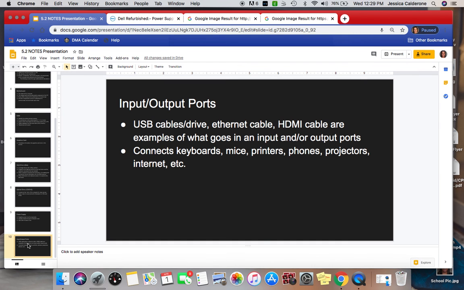All right, last but not least, we have input and output ports. So go ahead and pause this, type those down. So anything that you plug into your computer that's being plugged into a port, okay, so USB drives, Ethernet cables, HDMI cables, okay, and it connects different things such as keyboards, mice, printers, so forth and so on.